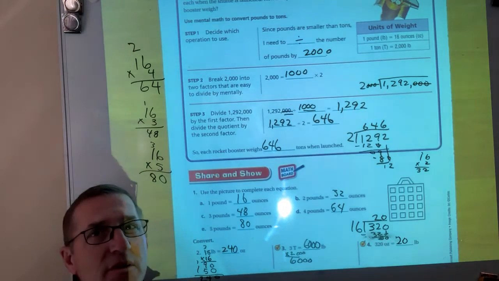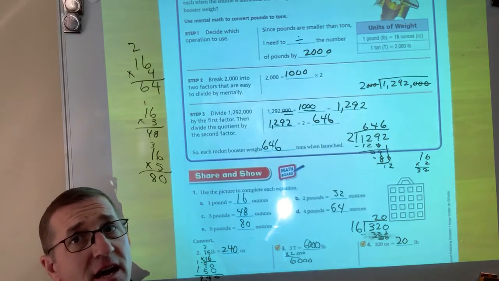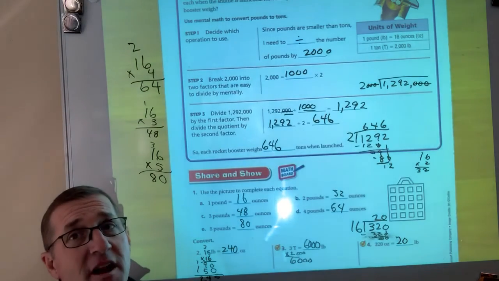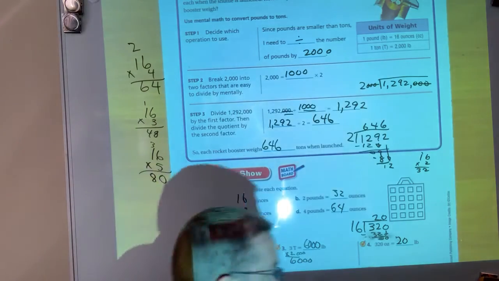All right, we're off to a good start. There's only 3 of them, right? Pounds, ounces, and tons. So just got to remember the hard one is 16. That's it. We got this.